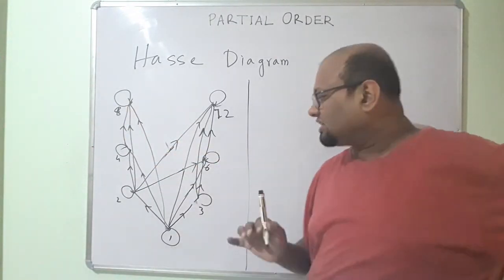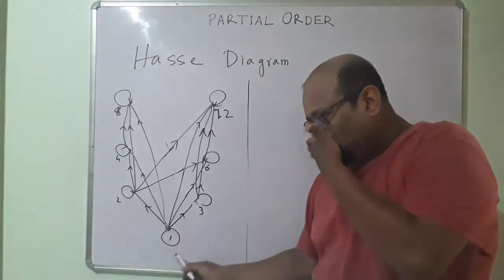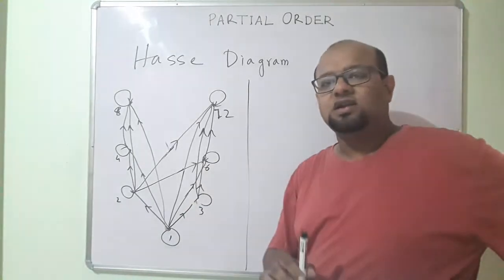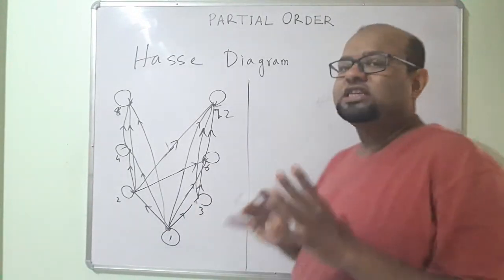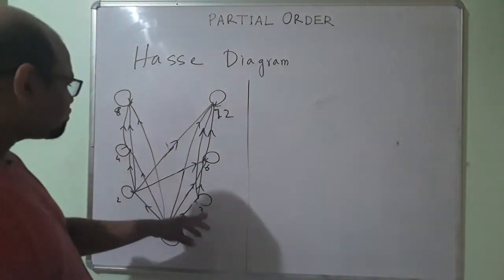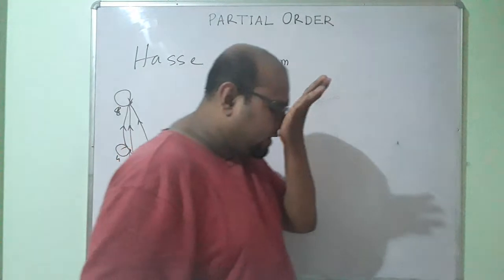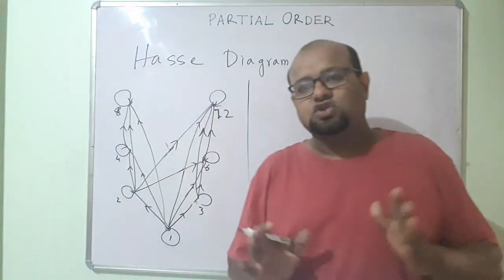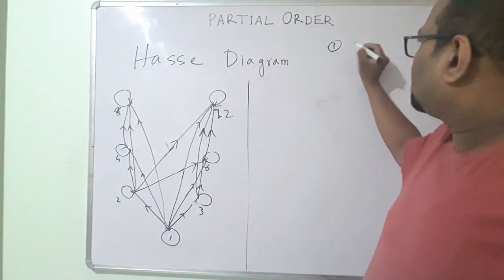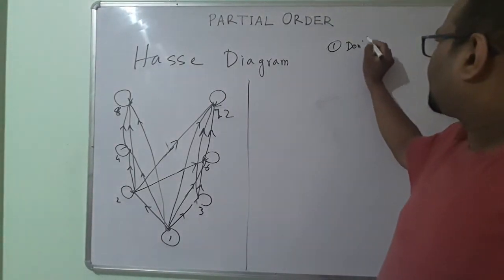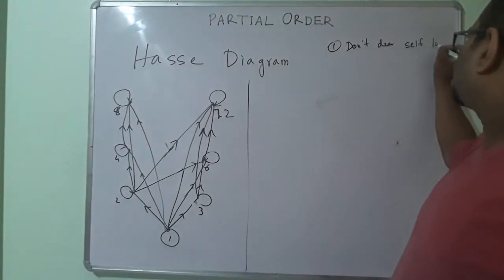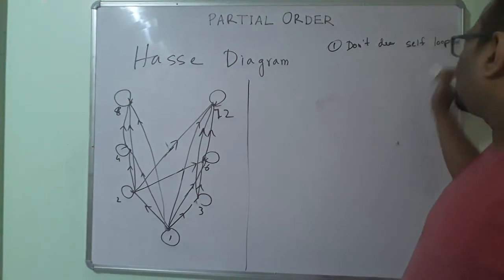So there is something that I don't need to do. I don't need to draw all these loops. Why don't I need to draw these loops? Because I know these self loops will exist: 1 1, 2 2, 3 3, 4 4, 6 6, 8 8, 12 12, they will exist. So I don't need to draw them explicitly. Okay, number 1, don't draw self loops.